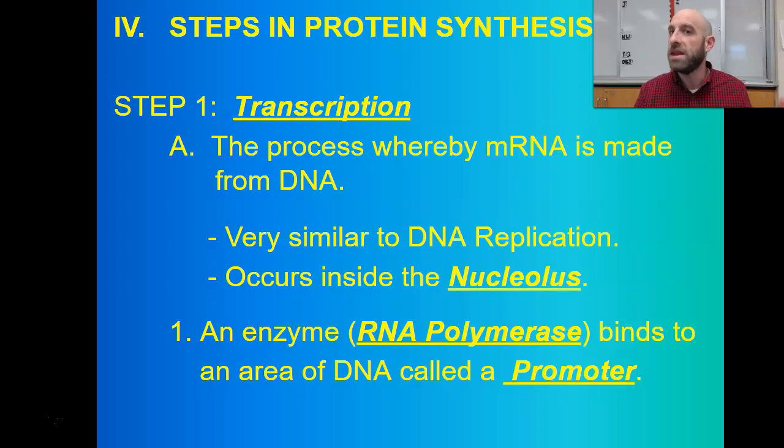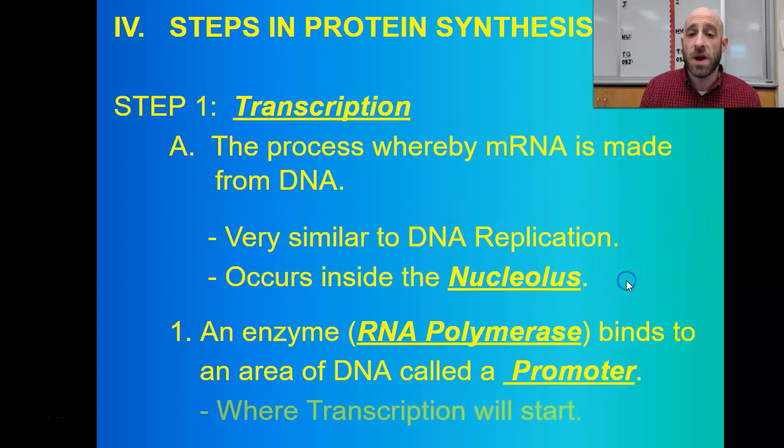Now, I know the period tells you, but let's pretend there's no periods in this scenario, and it's just a capital letter. And that lets you know where it starts. So there's a specific codon called the promoter, and that tells the RNA polymerase exactly where to attach. So that's the first step of this process.